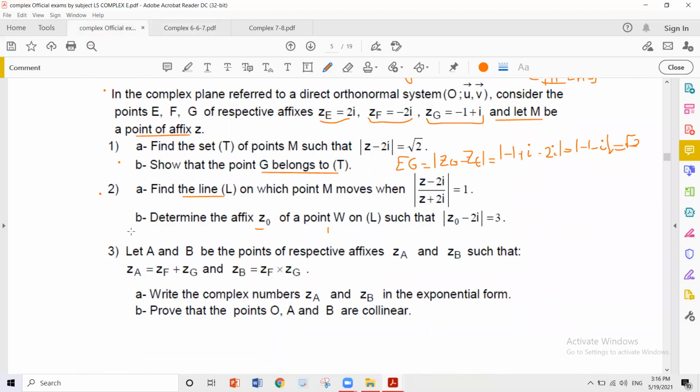The last part, part 3. Let A and B be two points of affixes ZA and ZB such that ZA is ZF plus ZG and ZB is ZF times ZG. Write the complex form of ZA and ZB in the exponential form. We need to write it in the exponential form.